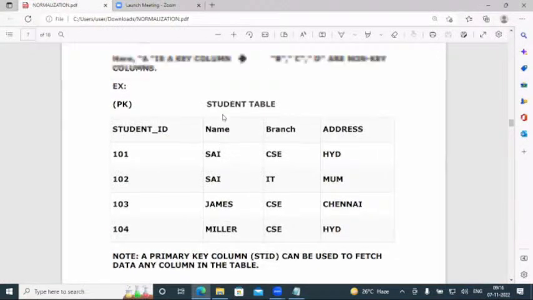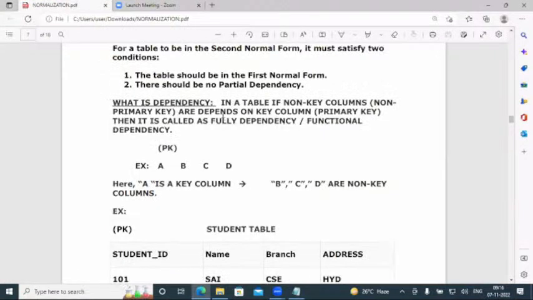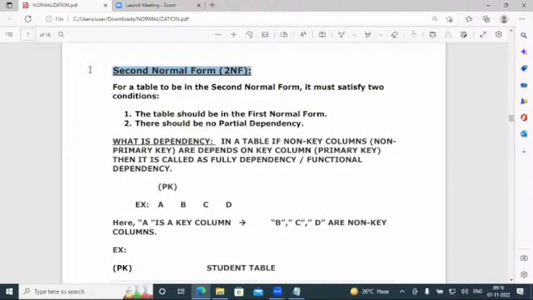Okay. So once again, you can come back to second normal form. What was second normal form? Your table should satisfy the first normal form conditions, and as well, in your table there should be no partial dependency columns. And we discussed on Saturday what is full dependency.